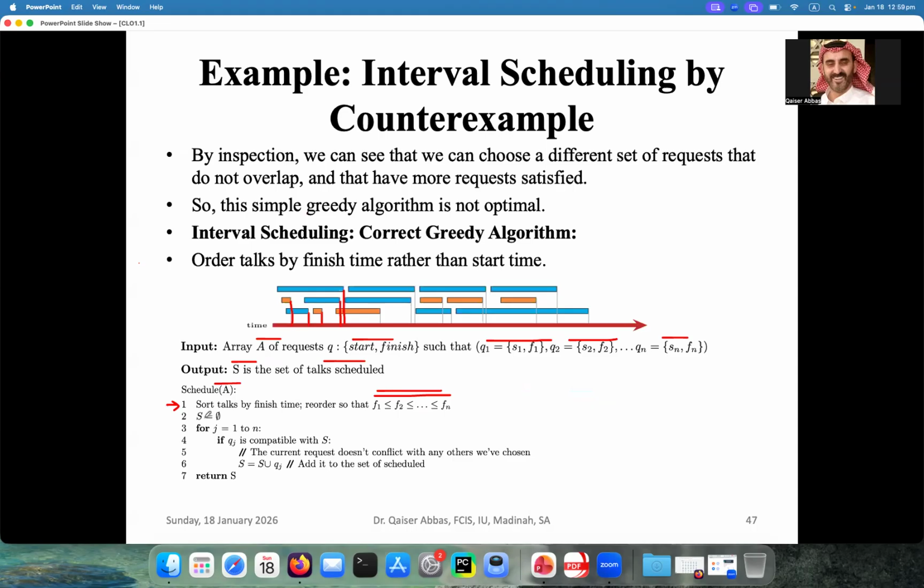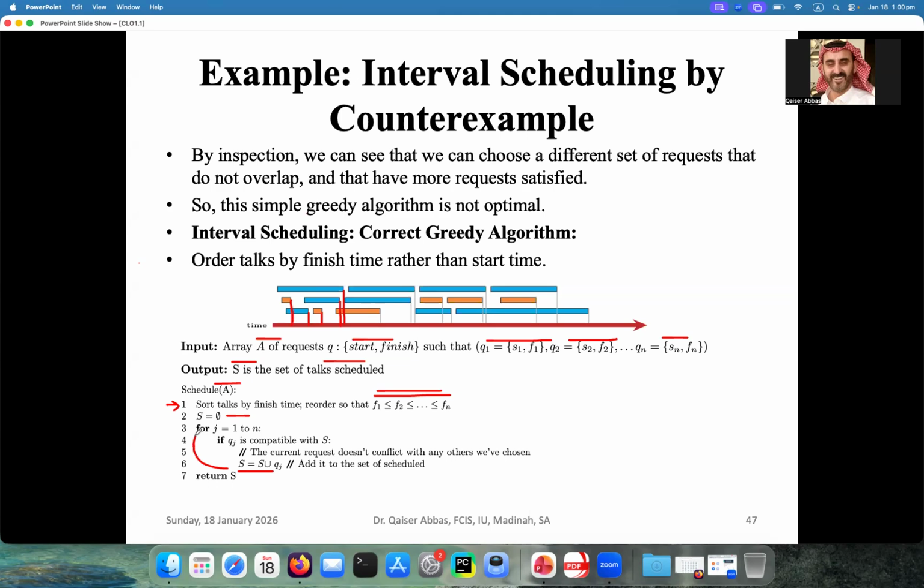And then step 2, S. S is initially empty. Again, the loop J is starting from 1 to N. And then we are checking whether Q1 is compatible with S. Q1 is the first, and there is nothing in S, so it is compatible. Yes, it is compatible because it is coming for the first time. So Q1, according to finish, this is the Q1. It is compatible, and there is nothing inside S against which we would match and say no, it is not compatible. So it is compatible, and then we are adding Q1 to S.